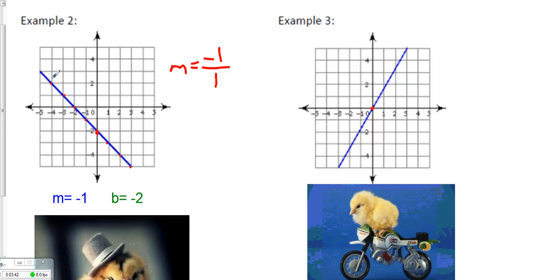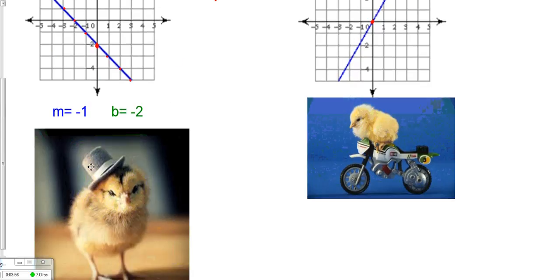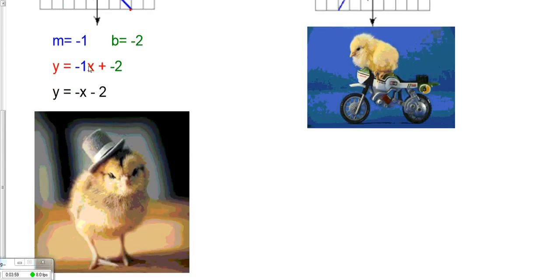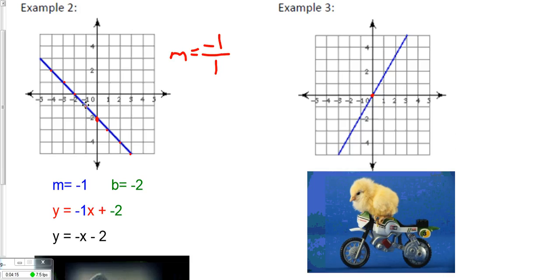Now right here, the line crosses the up and down axis, the y-axis, at negative 2. So our y-intercept is negative 2. We call that b. b equals negative 2. Now we just take those values and plug them into the equation. Y equals mx plus b. Simplify it out a little bit, and we call it y equals negative x minus 2. This would be the slope-intercept form of this line.